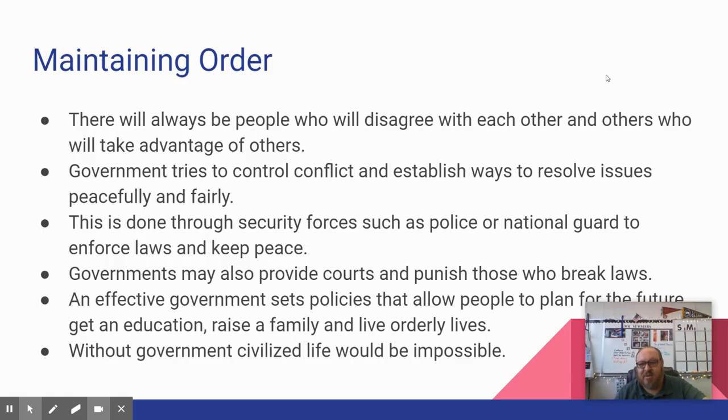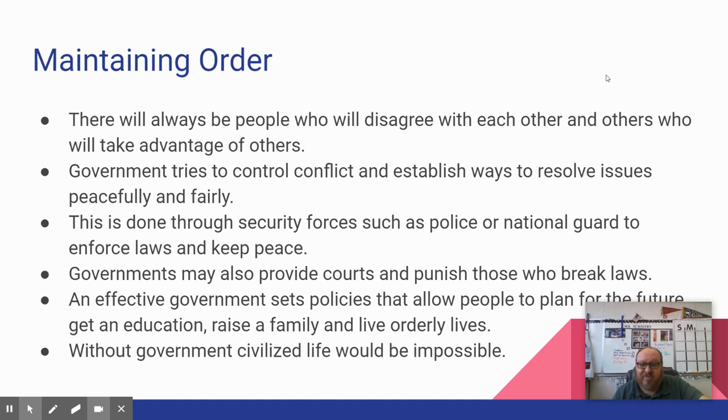We've been seeing some examples of that this year. If you've been watching some of the Black Lives Matter riots and protests and things like that that have been going on, National Guard has been called in, police have been called in to assist with some of those things. And so you see that happening, trying to keep the peace. Governments can also provide courts and punish those who break laws.